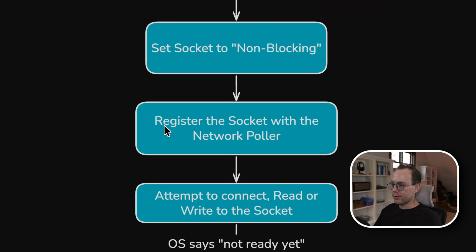Then we register the socket with the network poller, which is kind of like a subsystem in Go's runtime, consisting of a bunch of functions.